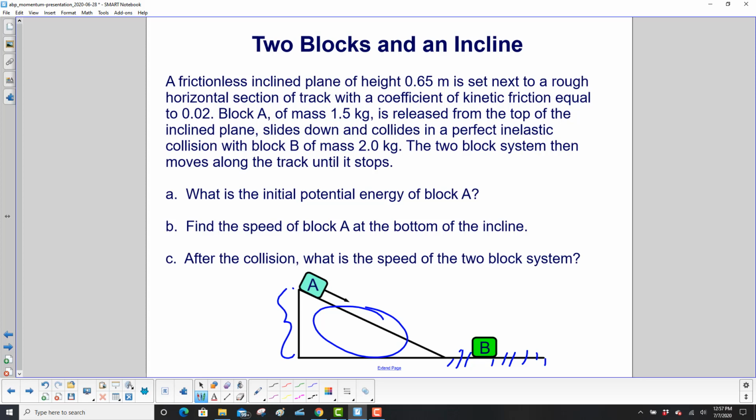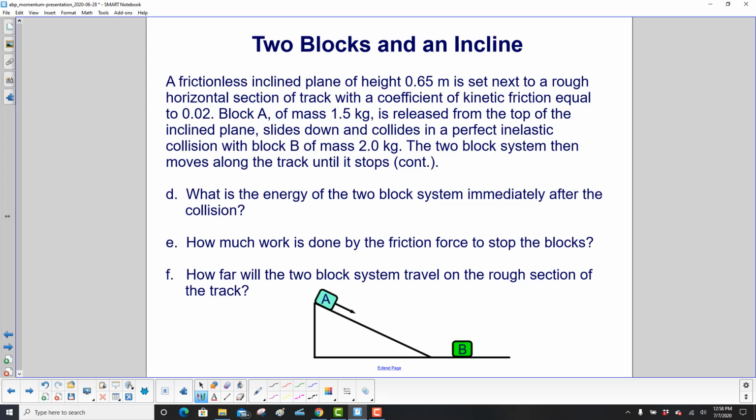Block A of mass 1.5 kilograms is released from the top of the inclined plane. It slides down and collides in a perfectly inelastic collision with block B, which has a mass of 2 kilograms. The two blocks stick together, then move along the track until they stop. What is the initial potential energy of block A? Find the speed of block A at the bottom of the incline. Then right after the collision, what is the speed of the two-block system?